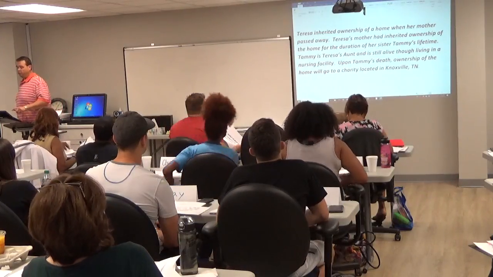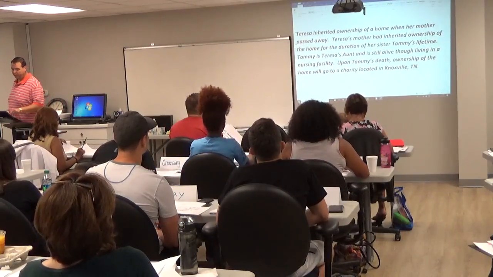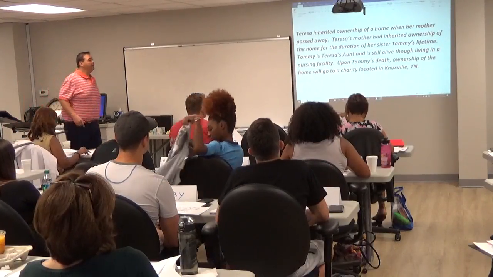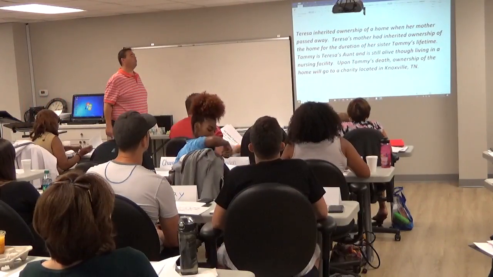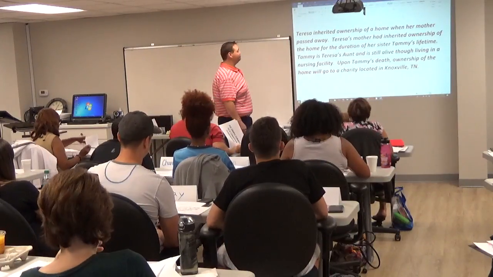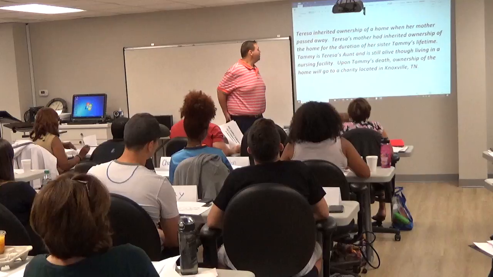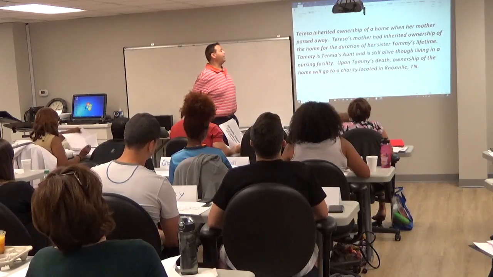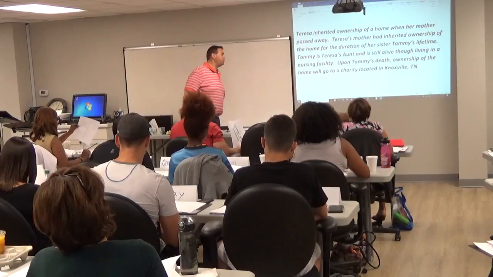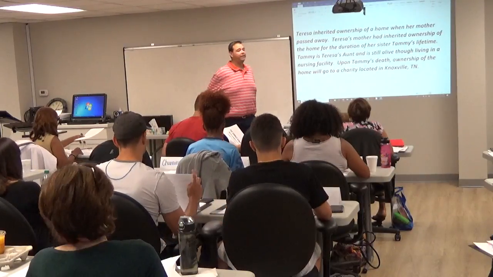Teresa inherited ownership of a home when her mother passed away. The last one. Teresa's mother had inherited ownership of the home for the duration of her sister Tammy's lifetime. Tammy is Teresa's aunt and is still alive, though living in a nursing facility. Upon Tammy's death, ownership of the home will go to a charity located in Knoxville.